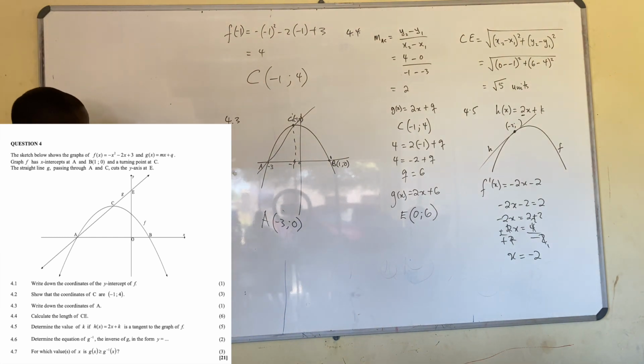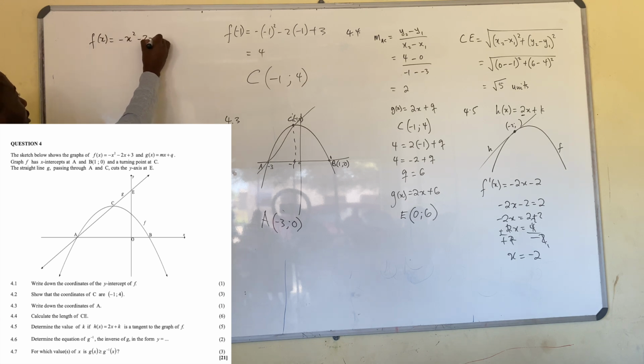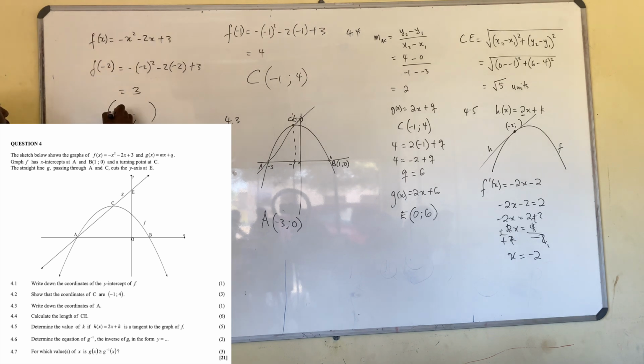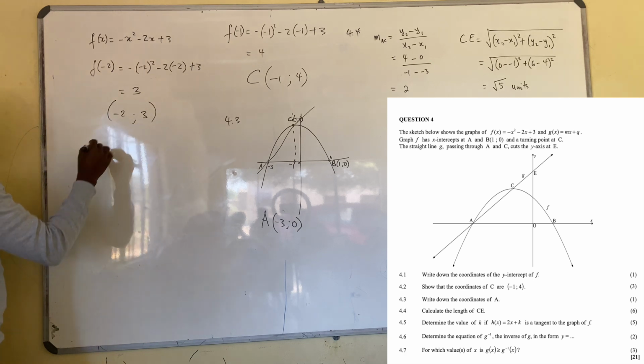We substitute the x coordinate in the original function f. We know f of x is equal to negative x squared minus 2x plus 3. So we want f of negative 2. It's equal to negative 2 squared minus 2 times negative 2 plus 3. What do you get? 3. So the coordinates of the point where the tangent touches the curve is negative 2 and 3. Good. Then we substitute that into h of x.